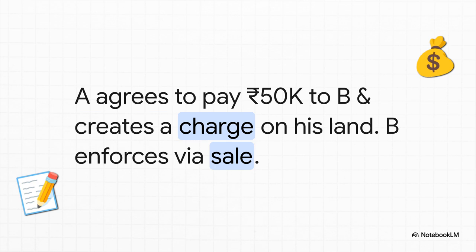And here is our illustration. A agrees to pay 50,000 rupees to B and creates a charge on his land. B can enforce payment through sale. You must provide an illustration like this. Writing down this concrete example basically proves to the KSLU examiner that you understand the practical, real-world application of Section 100. It shows you can translate a dry, bare act into a real factual scenario.